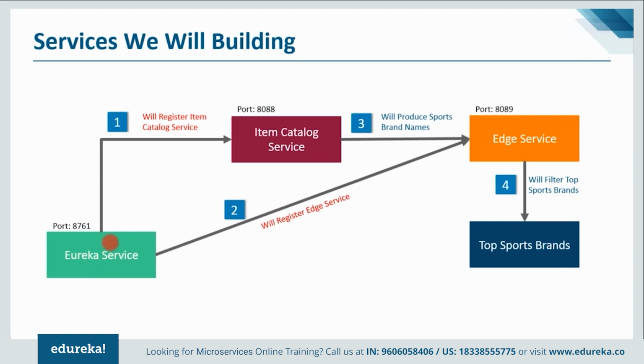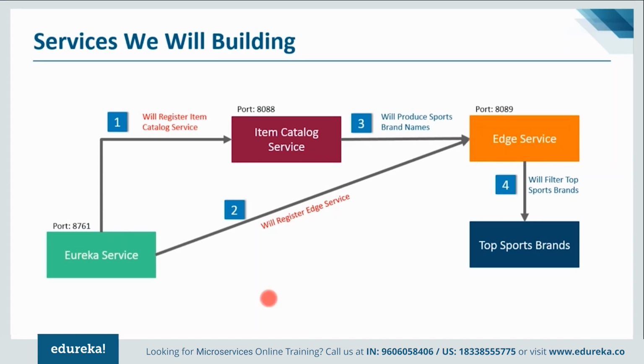Now let's move forward and focus on our item catalog service. The item catalog service will generate the list of sports brands which are popular in the market. And then the edge service is pretty much similar to the standalone item catalog service. However, it will have fallback capabilities which prevent the client from receiving an HTTP error when the service is not available. I hope you have understood this architecture.